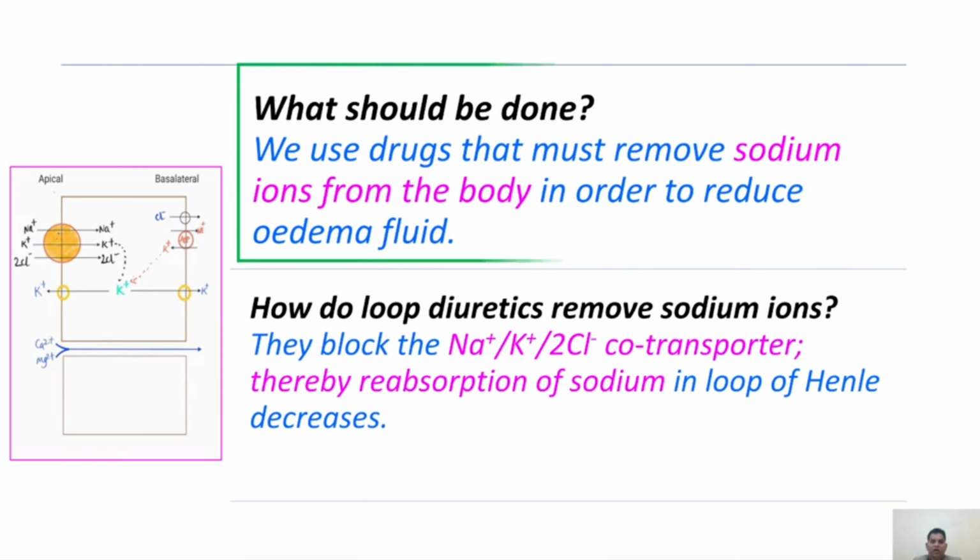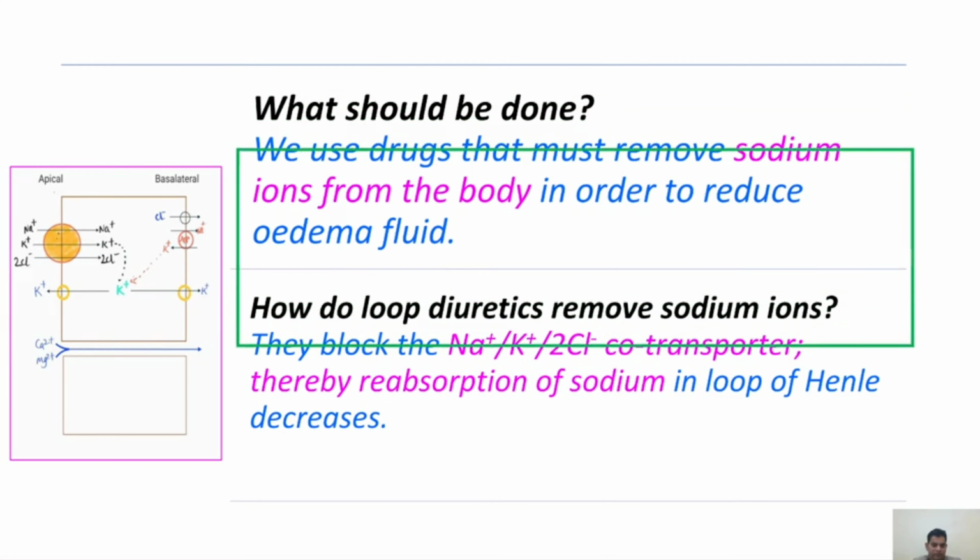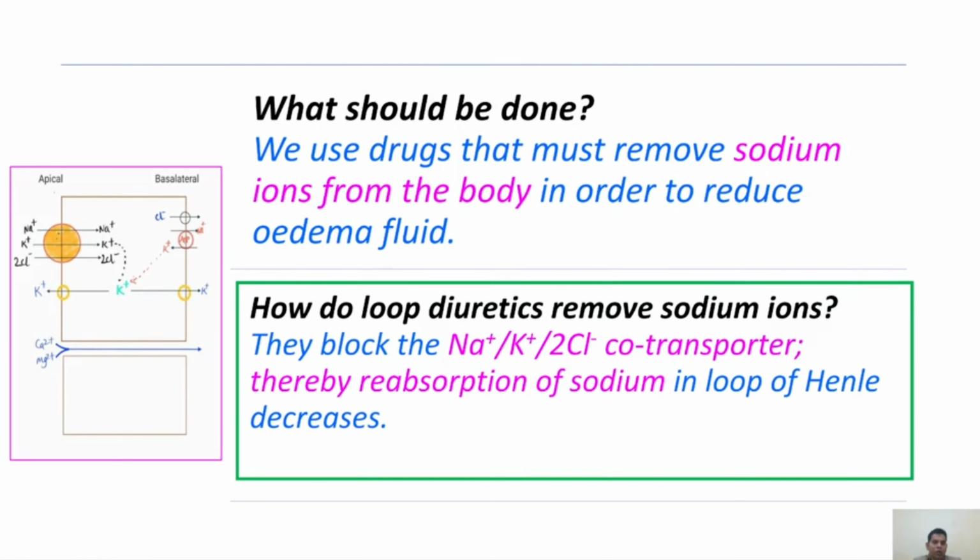Next, what should be done or how should we treat? We use drugs that must remove sodium ions from the body in order to reduce edema fluid. Next, how do loop diuretics remove sodium ions? They block the sodium potassium 2 chloride co-transporter, thereby reabsorption of sodium in the loop of Henle decreases. These loop diuretics inhibit this channel, thereby reabsorption of these ions is inhibited.